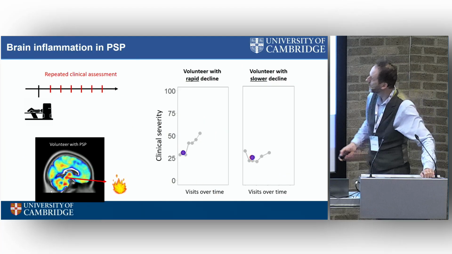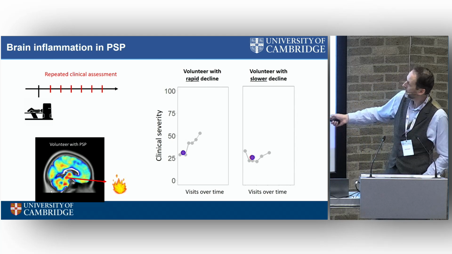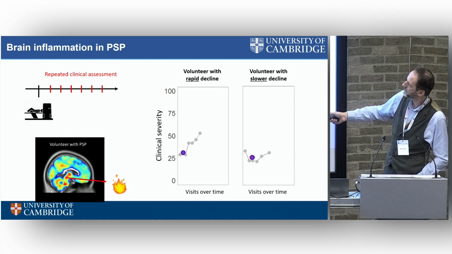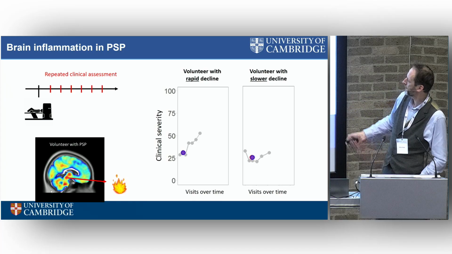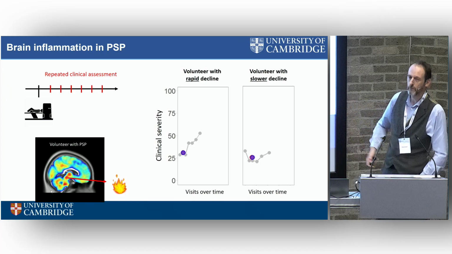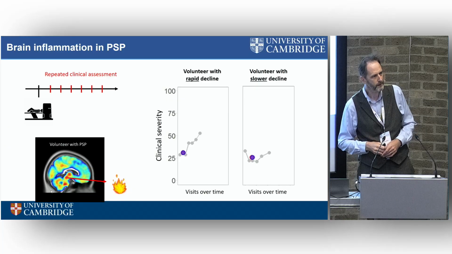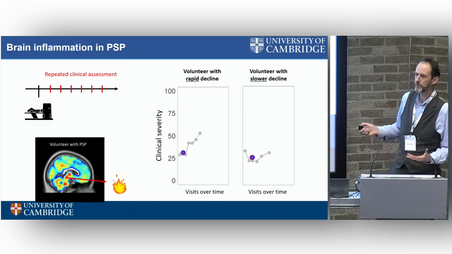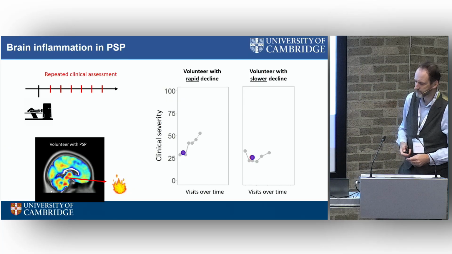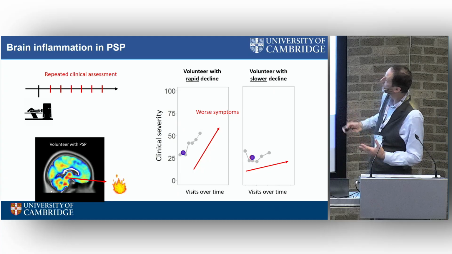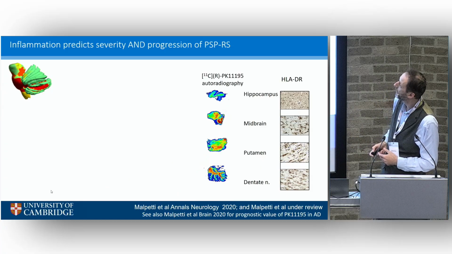So if we follow people over time, we have some people, like the man in the video, who, when we look at his clinical severity on the PSP rating scale, accelerate very rapidly, and other patients who sort of bumble along, ill, but stable-ish, coping over many years. So what's the difference between these individuals? Well, no surprise, we've got fast or slow progressing symptoms.